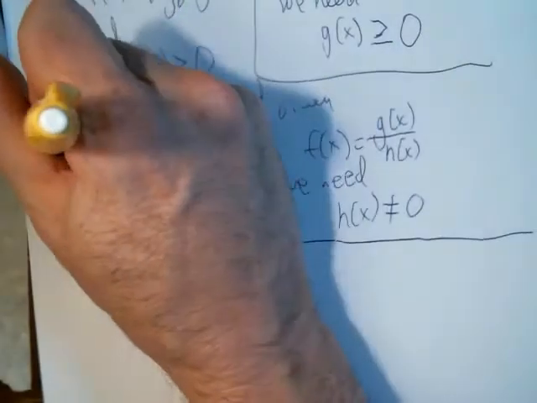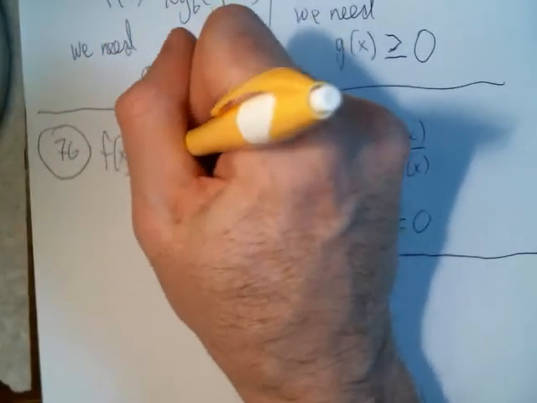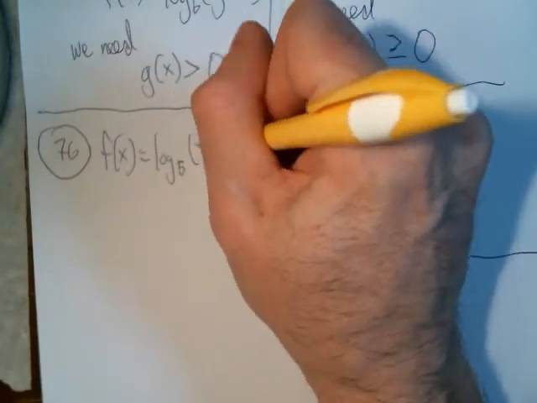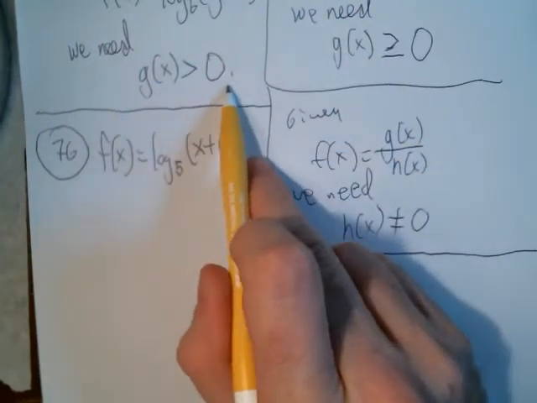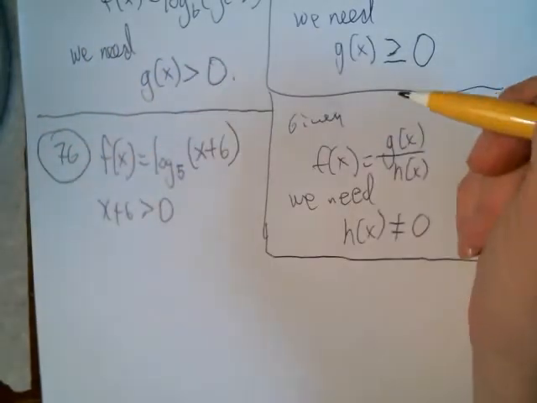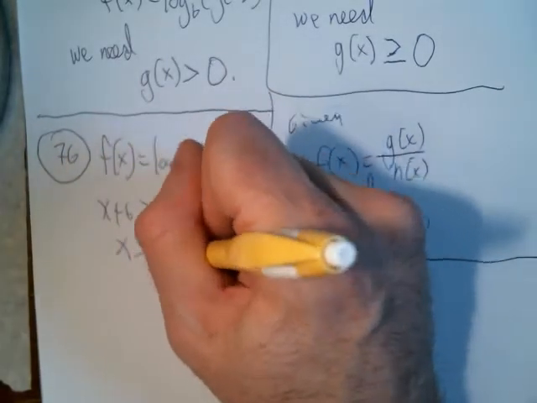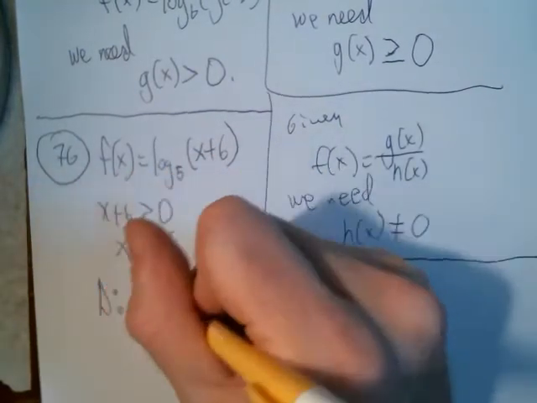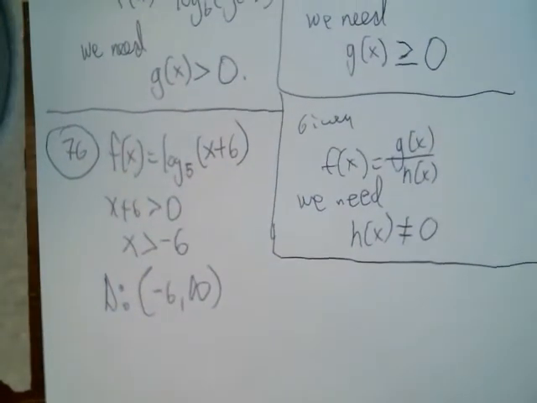Okay, so let's look at 76. And we're trying to figure out the domain of this thing. We have f of x equaling log base 5, excuse me, of x plus 6. So I need to take x plus 6 and make sure it's greater than 0 for the domain. So x plus 6 needs to be greater than 0. Subtract 6 from both sides. So you need x to be greater than -6. So the domain in interval notation is -6 to infinity.